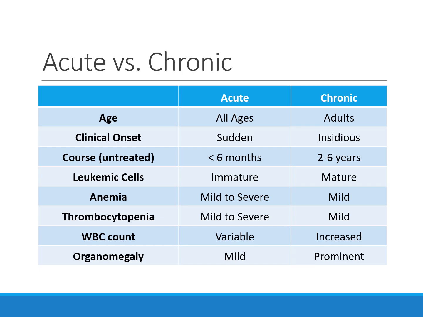The anemia that we do see in chronic leukemias is mild in comparison to the acute leukemias. Again, mild thrombocytopenia. However, in the case of chronic leukemia, we typically see a very, very elevated white blood cell count. And we also see a more prominent organomegaly, so more prominent inflammation or enlargement of various organs.